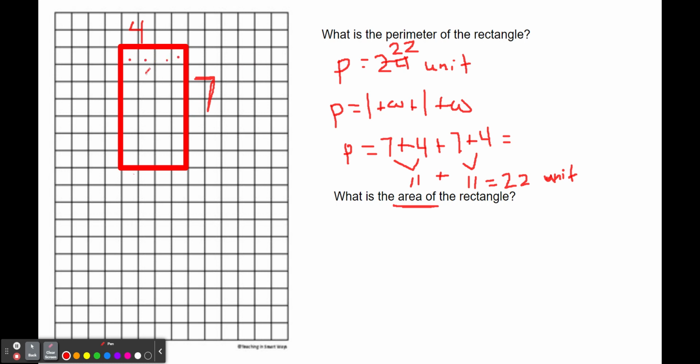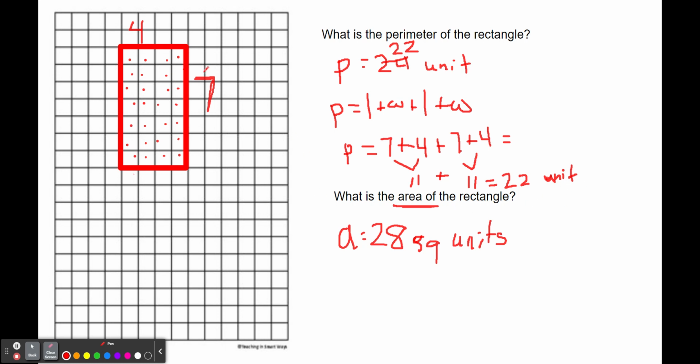So I have 1, 2, 3, 4, 5, 6, 7, 8, 9, 10, 11, 12, 13, 14, 15, 16, 17, 18, 19, 20, 21, 22, 23, 24, 25, 26, 27, 28. So I have 28. The area, I'm going to put down A for area, is going to equal 28 units. I'm going to put down square units, actually. So we have 28 square units.